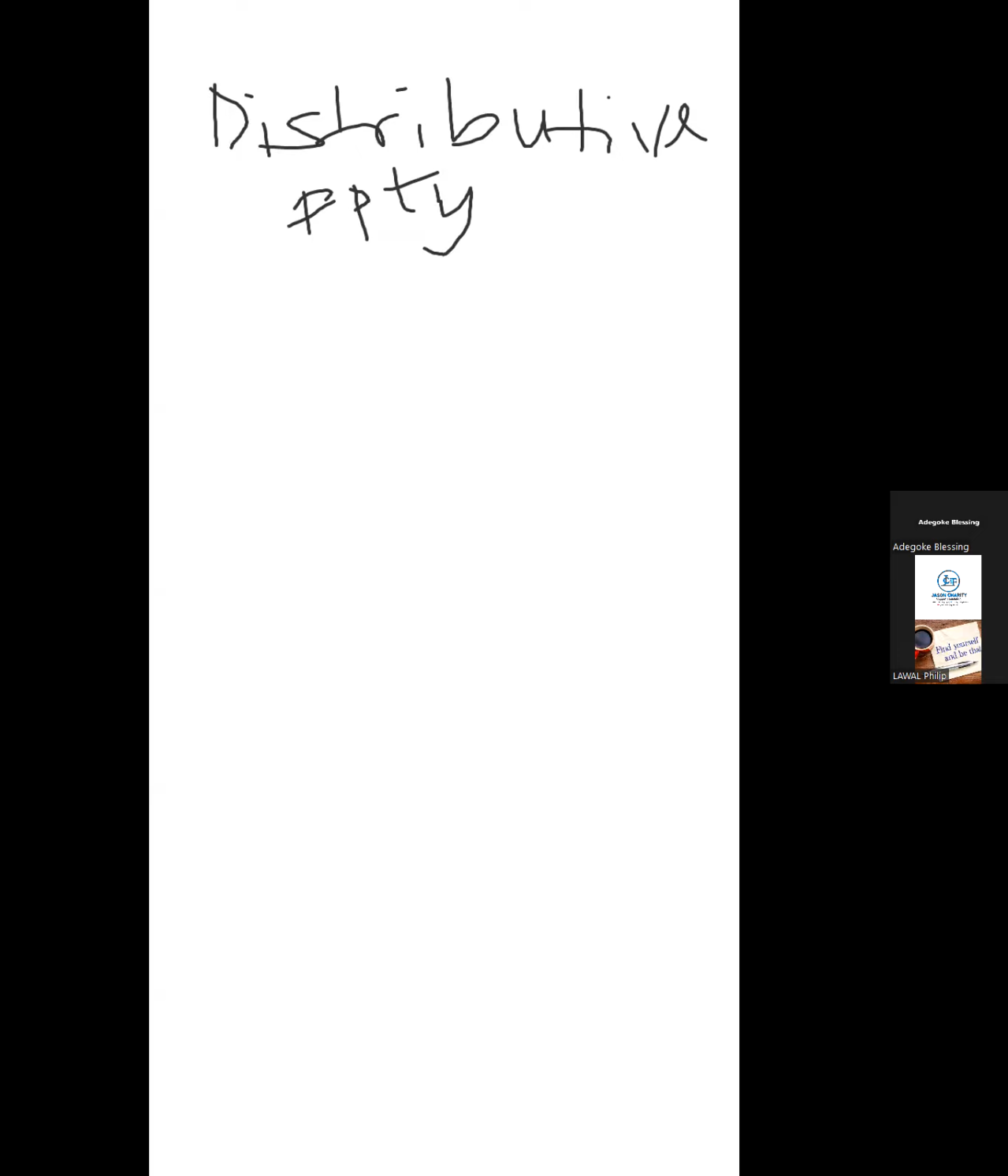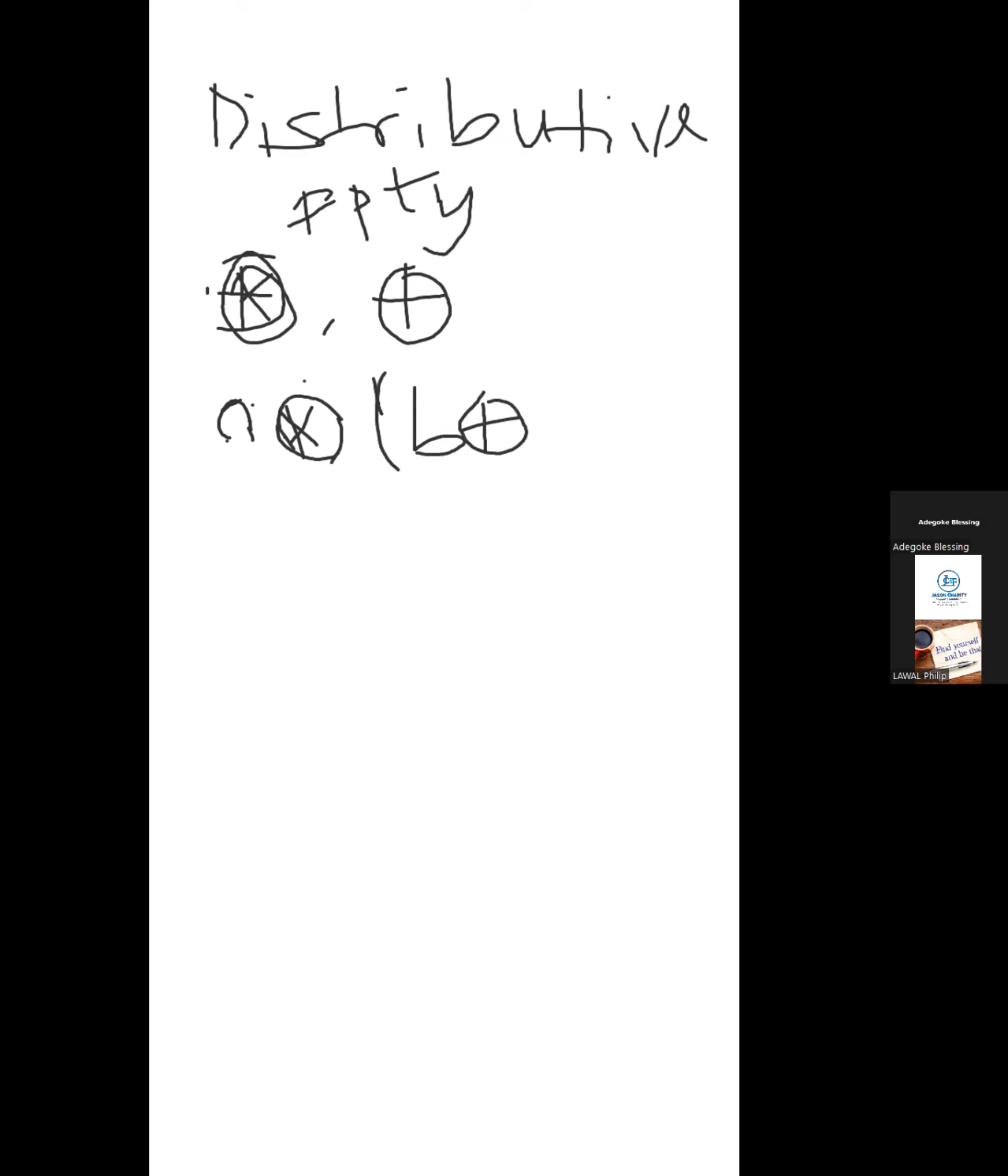Okay, so we say that in distributivity there must be two operations. So this operation and this operation are binary operations. Then if you have A star B plus, I'm not using the normal plus, C, what you are able to get is A star B, this is close, plus A star C.